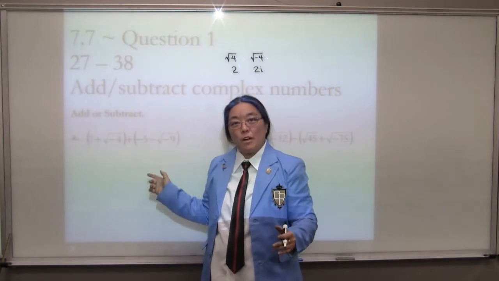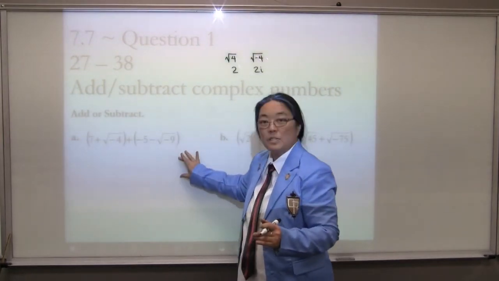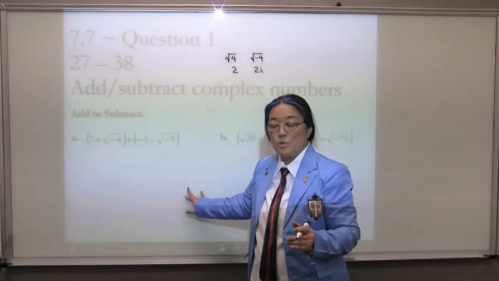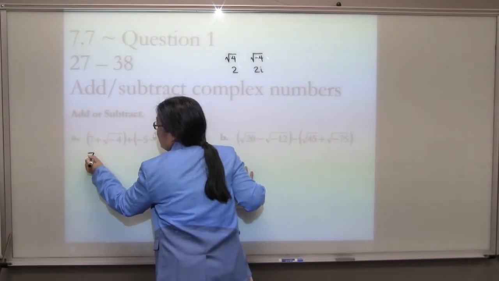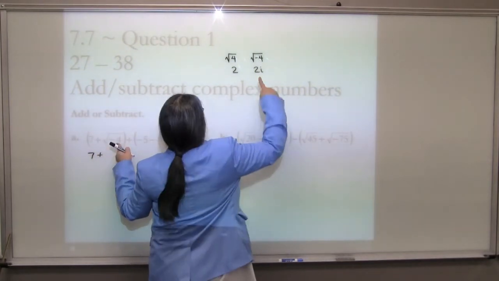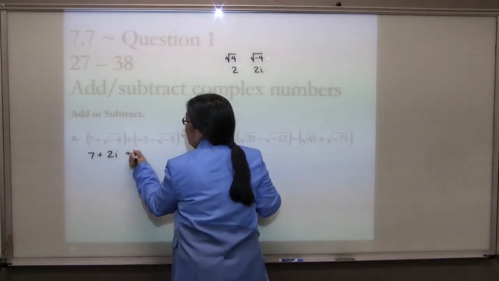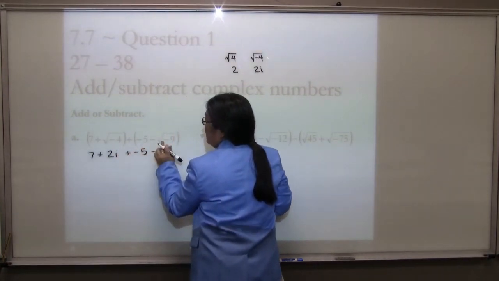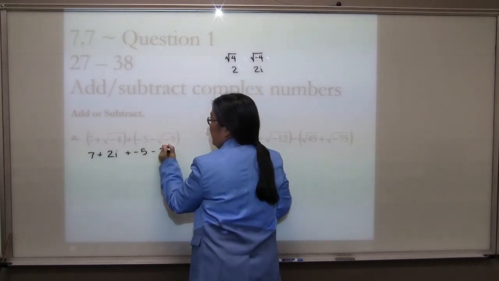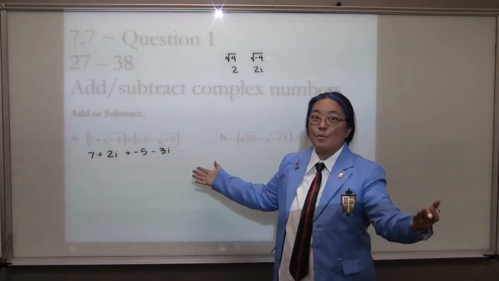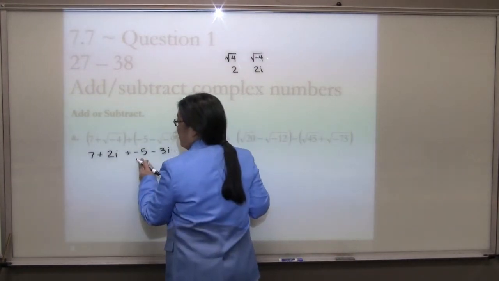Do you remember from back in chapter 1 that PPCC is looking for with parentheses, without parentheses, and then adding and subtracting? These parentheses can just go away and you'll get 7 plus, hey, 2i plus negative 5 minus, hey, the square root of 9 is 3, so the square root of negative 9 is 3i. It has no parentheses. Ta-da! Then, combine like terms.